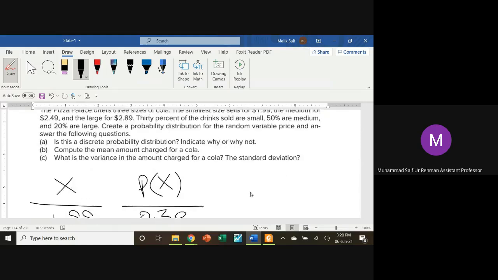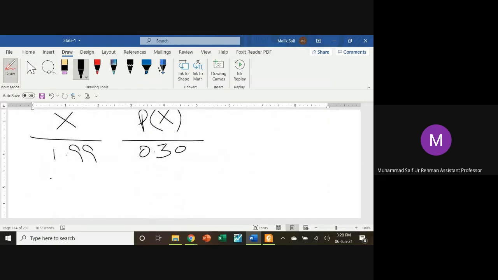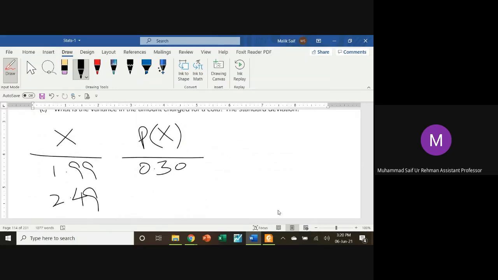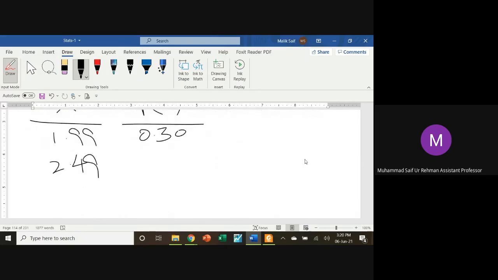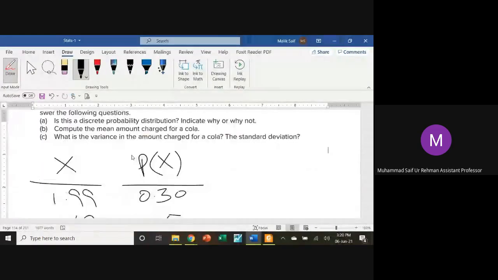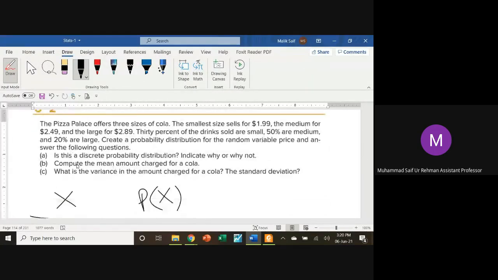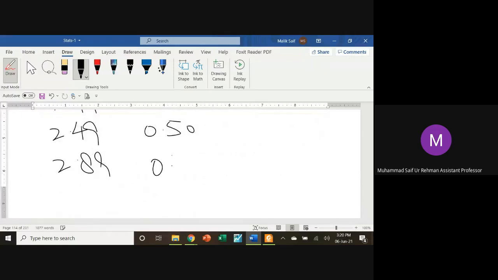The next value in dollars, 2.49 for medium size. Similarly, the probability for this is 50% for medium, so 0.50. Then 2.89, and the probability for this is the remaining value, that will be 20%, 0.20. Right? And the sum of the probabilities will definitely be equal to 1.